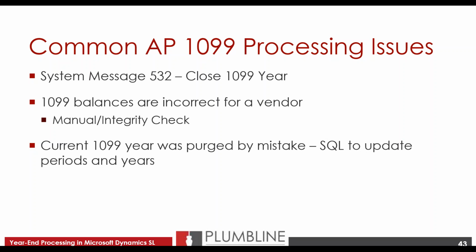Also, if 1099 balances are incorrect for a vendor, you can use the initialized mode to correct them in the vendor maintenance screen. You can do manual corrections in there. Sometimes the integrity check option to rebuild 1099 balances is an option for correcting as well. It just depends on what type of scenario you've encountered. If you happen to run into a situation where the current 1099 year gets purged by mistake too many times, you can reach out to your partner or Microsoft support for assistance with some SQL updates that can be used to reset the years and rebuild the 1099 amounts for those years. So there are options for resolving that. Just feel free to reach out for assistance if you need help in that area.